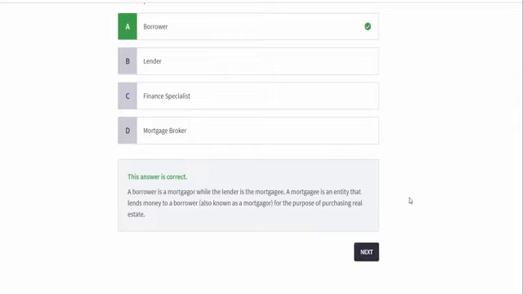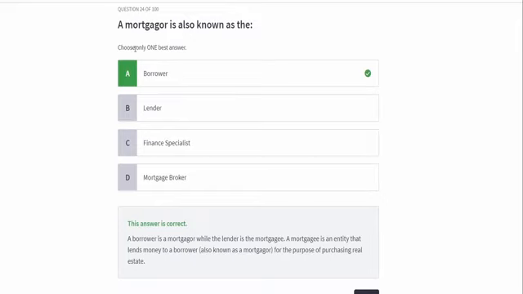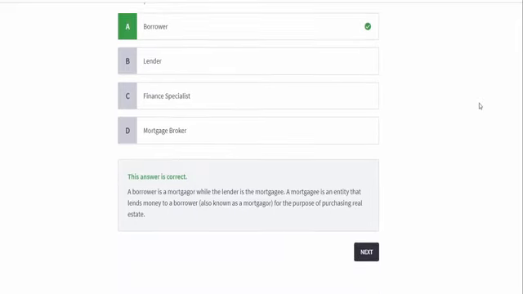A mortgagee is the entity that lends money to the borrower, also known as the mortgagor, for the purpose of purchasing real estate. So again, this is one of those questions where, don't overthink it. Just remember your vocabulary, and you know that borrower means mortgagor. And remember, when you see these terms on the exam, the reason they do this is just for the contracts. Because when you become an agent, in your experience, you're going to see these terms often on contracts. So that's why they put these on there. That's why you need to be familiar with them and all that good stuff.